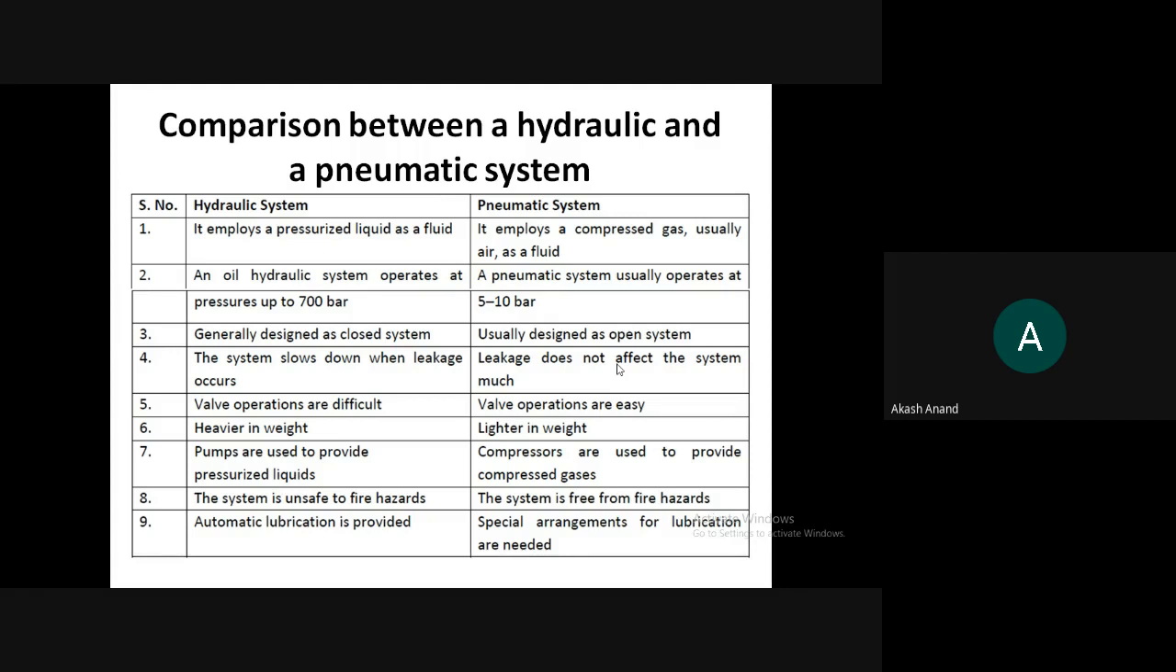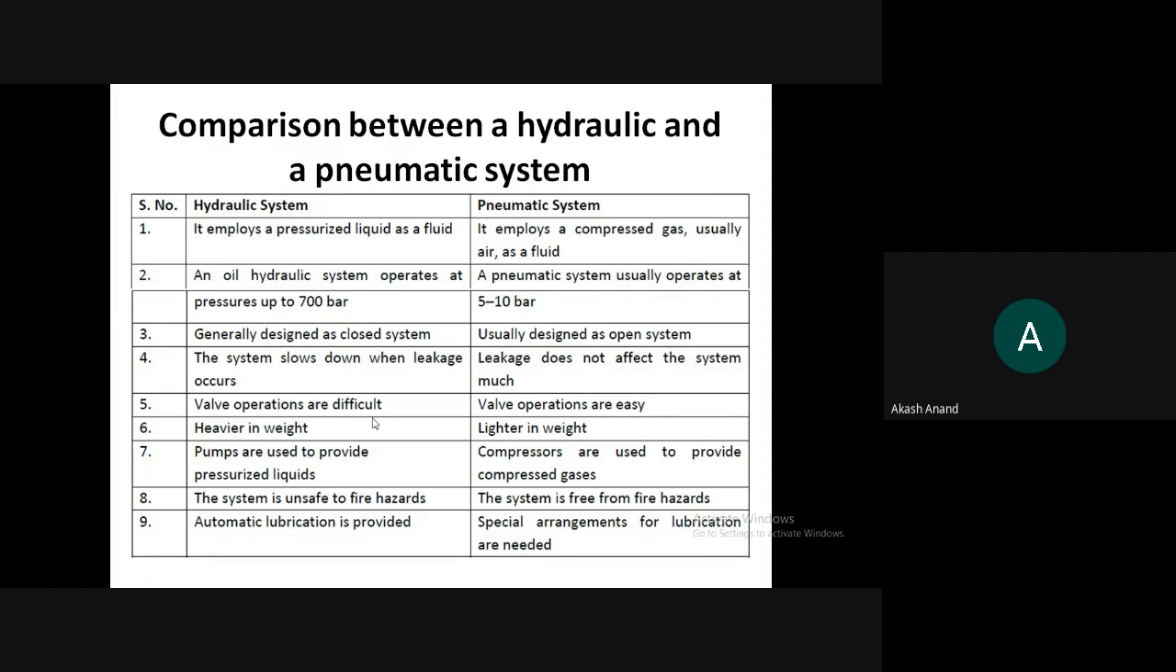Next, valve operations are difficult in the case of a hydraulic system. Why? Because hydraulic fluids will be at a higher pressure, so the valve operations are very difficult there. In the case of a pneumatic system, the pressure of the working fluid is comparatively low, so the valve operations are comparatively easy. When we compare the weight, the hydraulic system is heavier, and if we compare it with the pneumatic system, the weight is very less.